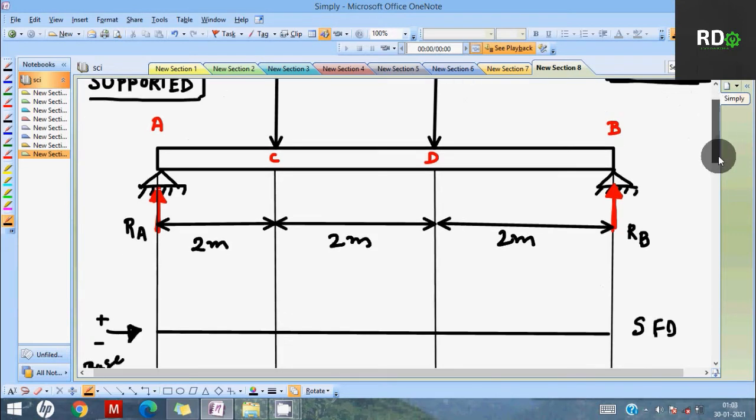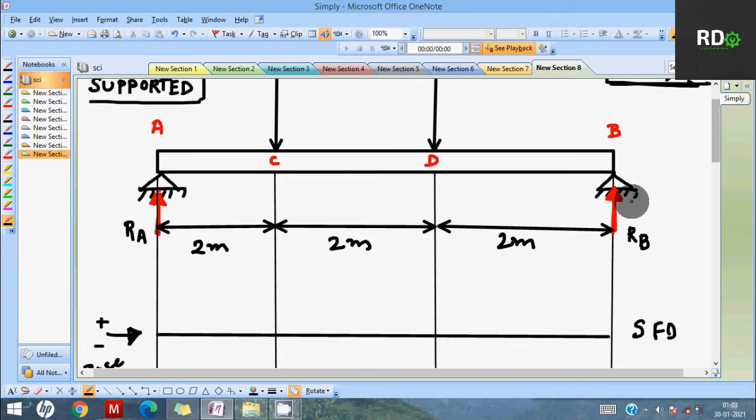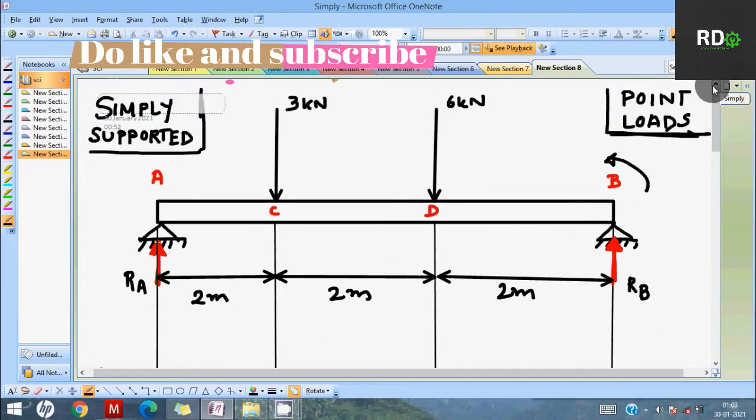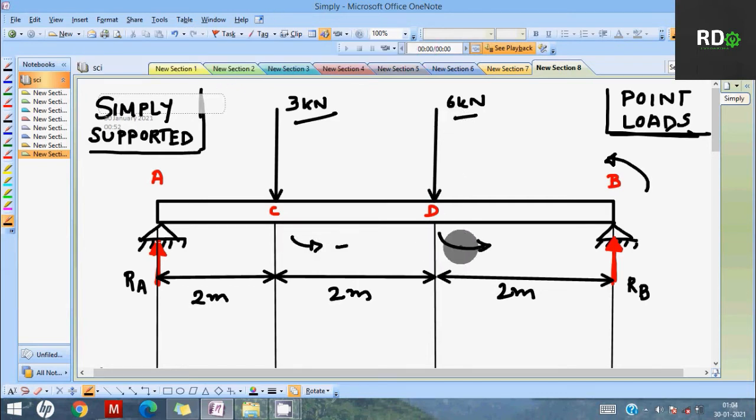So this RB, which is an upward reaction, is trying to move the beam in the anticlockwise direction, so this moment will be positive. The other two, the 3 kilonewton and 6 kilonewton, are downward forces trying to move the beam in the clockwise direction, as you can see. So we will take this as negative and this as positive. We can directly write the positive moment equal to the two negative moments to find the reactions.